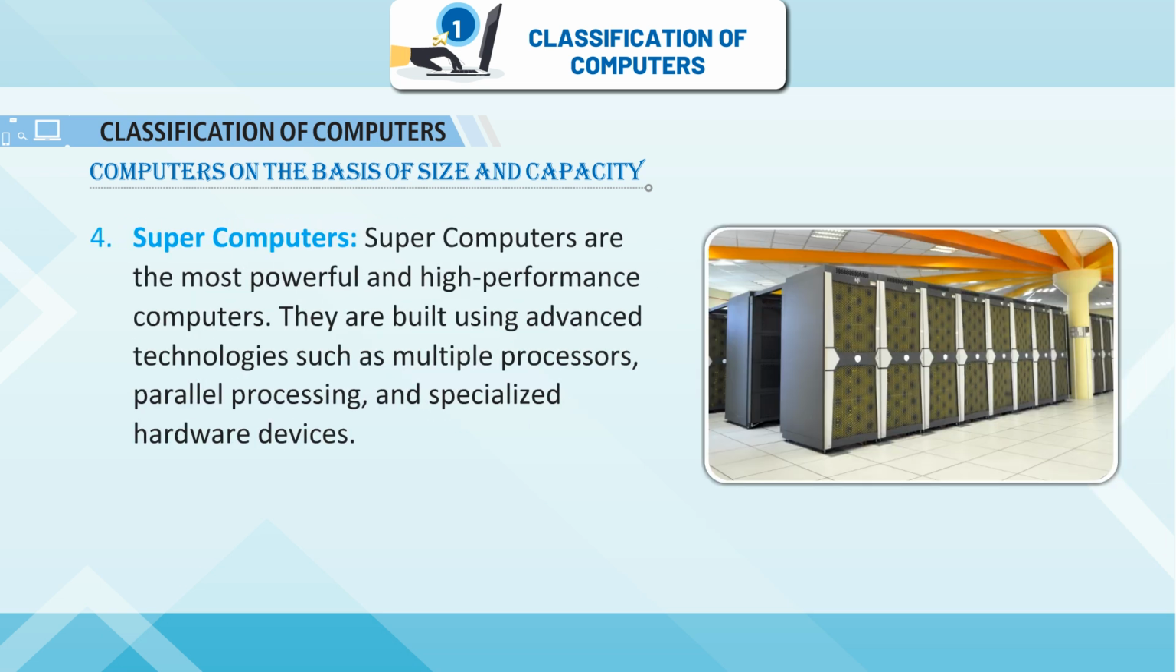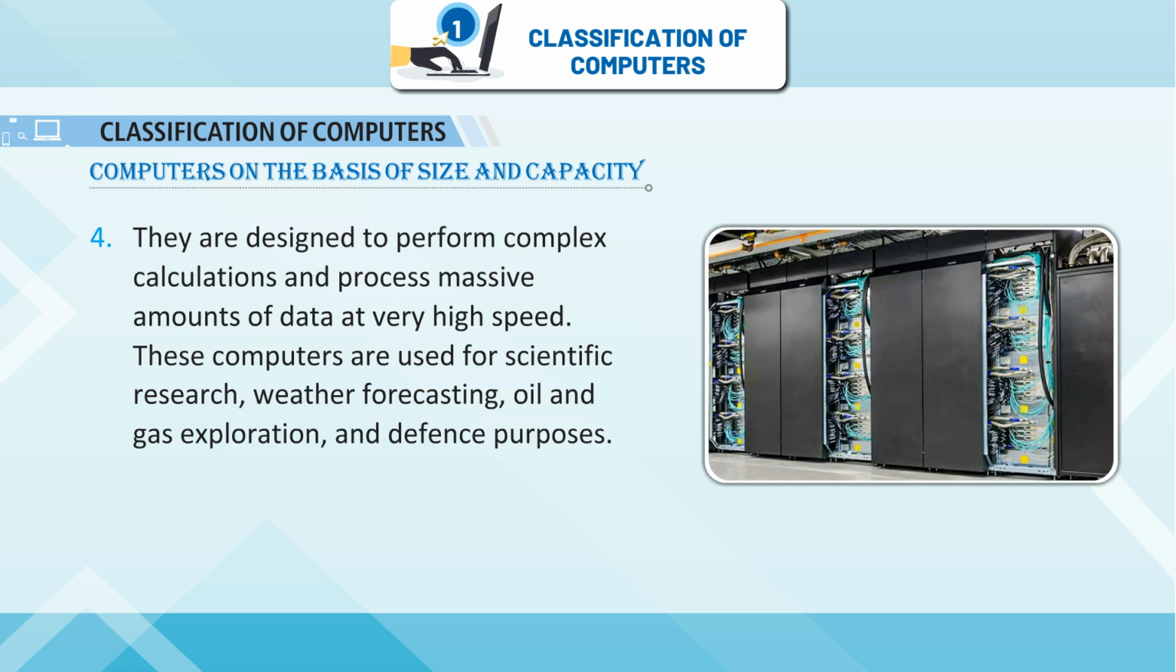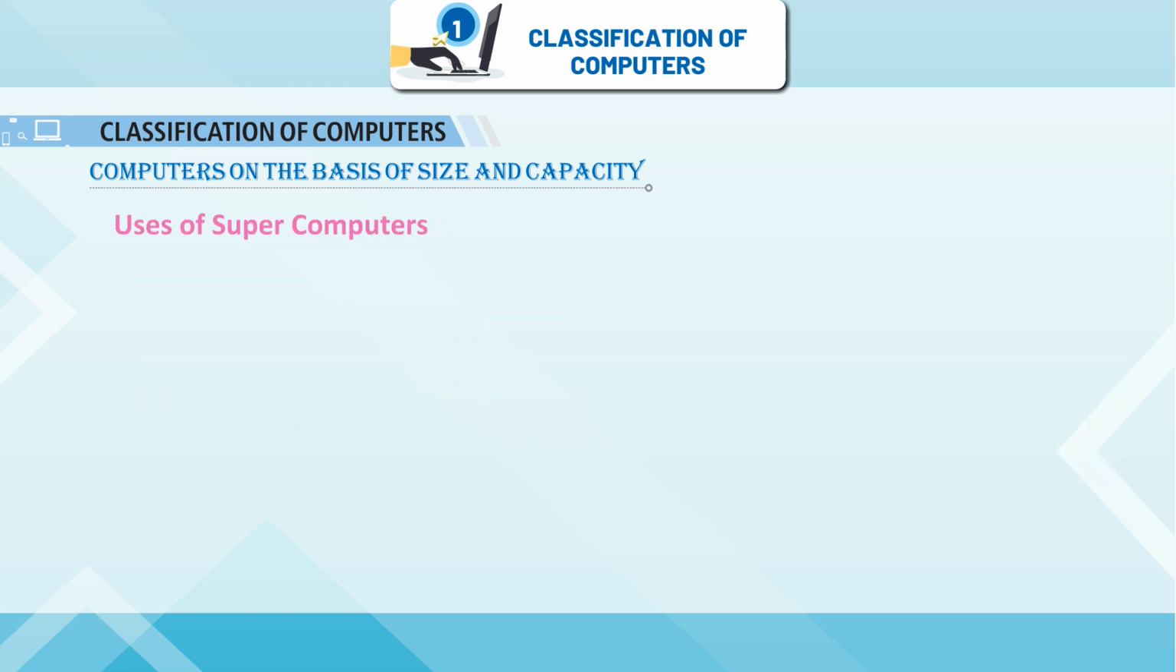Supercomputers. Supercomputers are the most powerful and high-performance computers. They are built using advanced technologies such as multiple processors, parallel processing, and specialized hardware devices. They are designed to perform complex calculations and process massive amounts of data at very high speed. These computers are used for scientific research, weather forecasting, oil and gas exploration, and defense purposes.